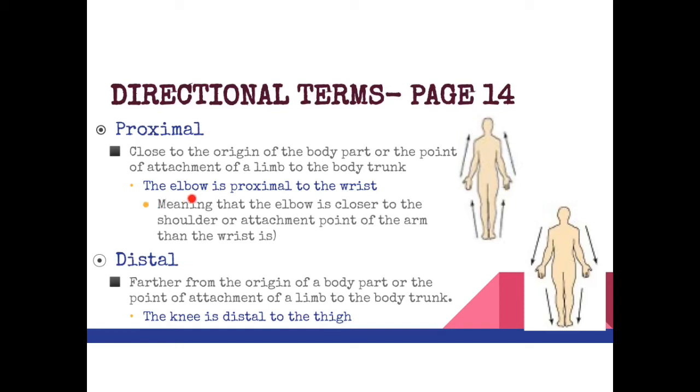Okay, so looking at our example, the elbow is proximal to the wrist. So here's the elbow and here's the wrist. The elbow is closer to the point of attachment of the arm to the body trunk. So basically closer to the shoulder than the wrist is. So the elbow is proximal, because proximal means closer, than the wrist.